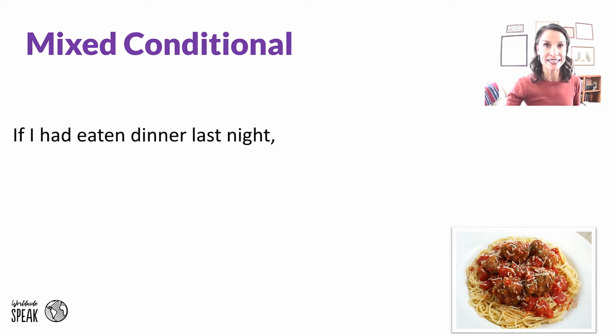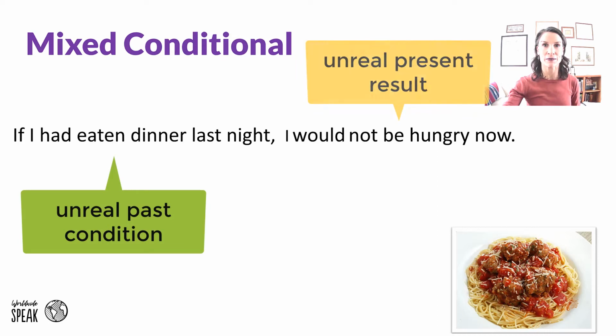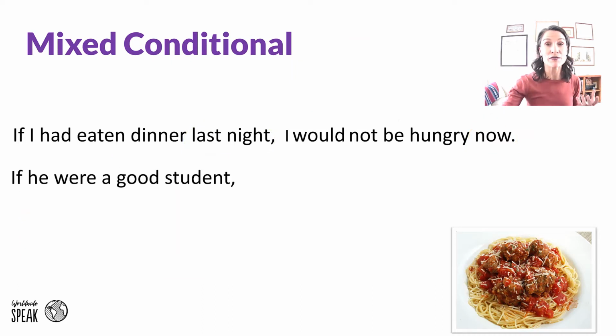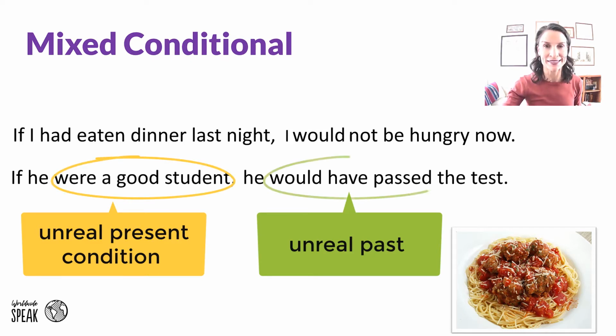So a mixed conditional is something like this. If I had eaten dinner last night, I wouldn't be hungry now. I'm mixing the past and the present. The unreal past and the unreal present. Or if he were a good student, he would have passed the test. I'm mixing unreal present and unreal past.